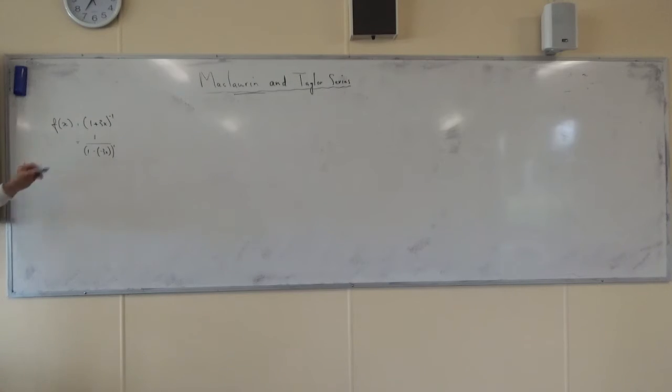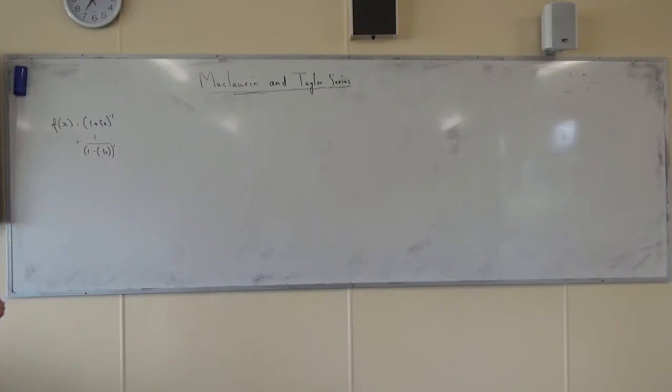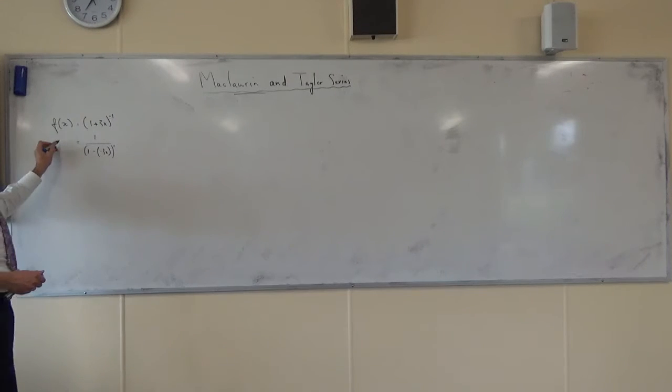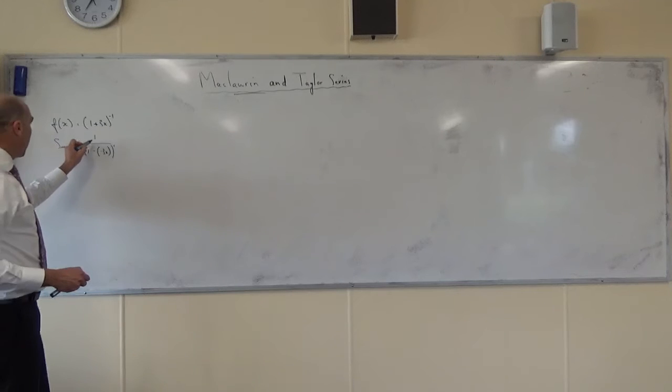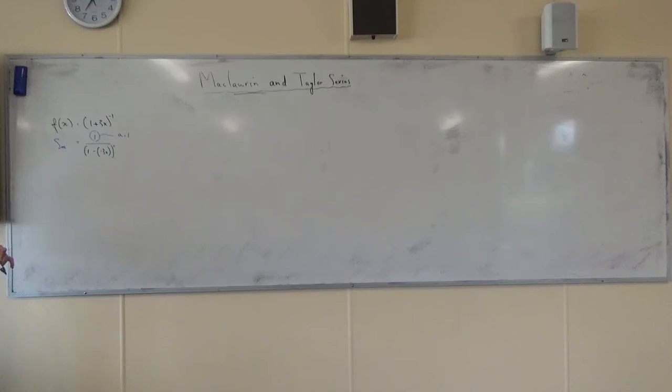If I write that function like this, you'll probably recognise a couple of things. This looks very similar to the sum of a geometric series. In other words, this is a sum to infinity where the first term a equals 1, and my common ratio, ladies and gentlemen, is equal to minus 3x. Yeah?